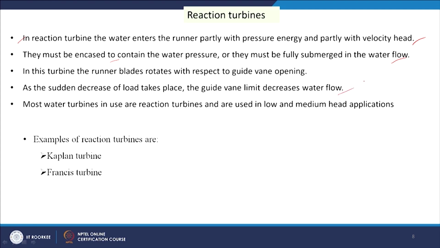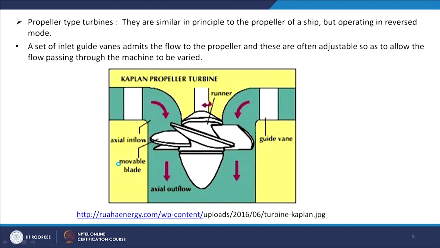Most water turbines in use are reaction turbines and are used in low and medium head applications. Some examples are the Kaplan turbine and the Francis turbine. Propeller type turbines, that is Kaplan turbines, are similar in principle to the propeller of a ship, but operating in reversed mode. How does it operate?